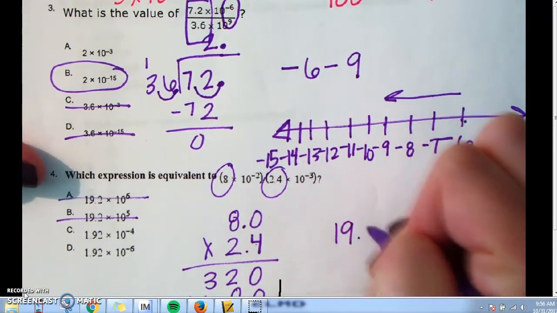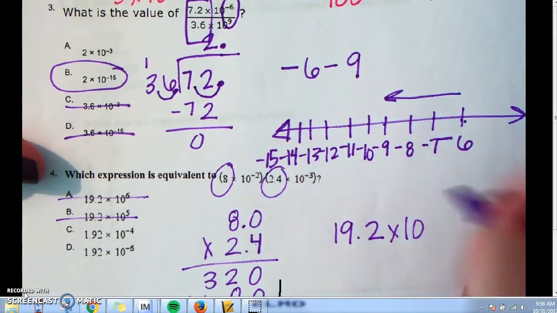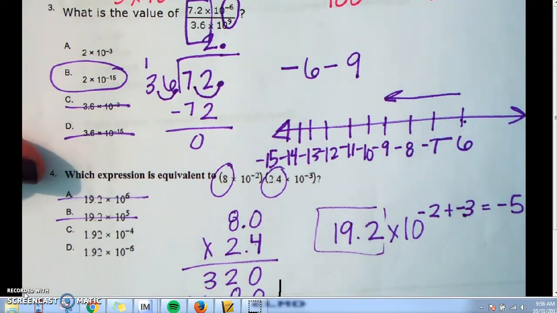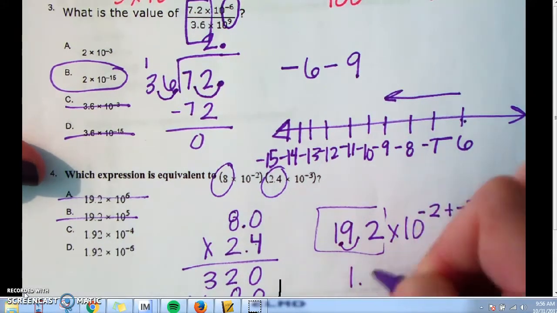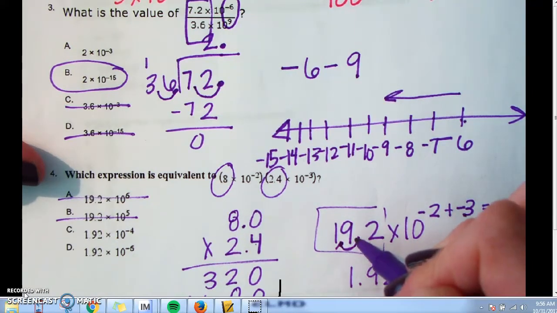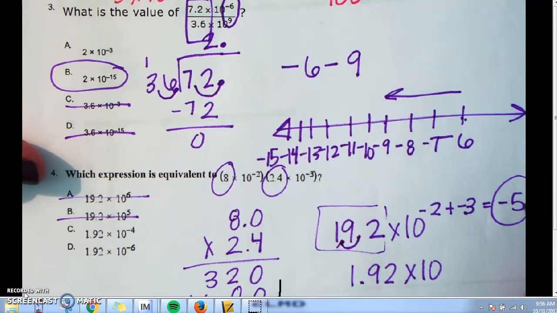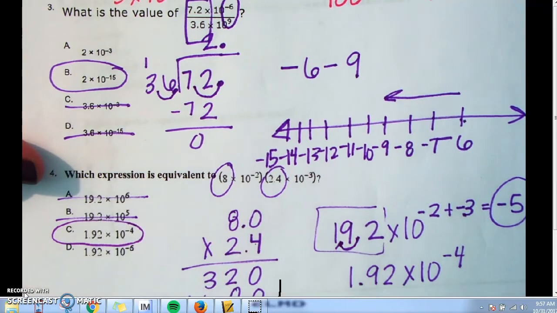So I have 19.2, always times 10, and then remember your rule is that you add the exponent. So I have negative 2 plus negative 3, which is negative 5. But this number is not between 1 and 10. So to make it a number between 1 and 10, I need to move the decimal 1 to the left. I have 1.92 times 10. Now since this number got smaller, it went from 19 to 1, this number needs to get bigger. 1 bigger than negative 5 is going to be negative 4 because negative 4 is closer to 0. So C is going to be your answer.